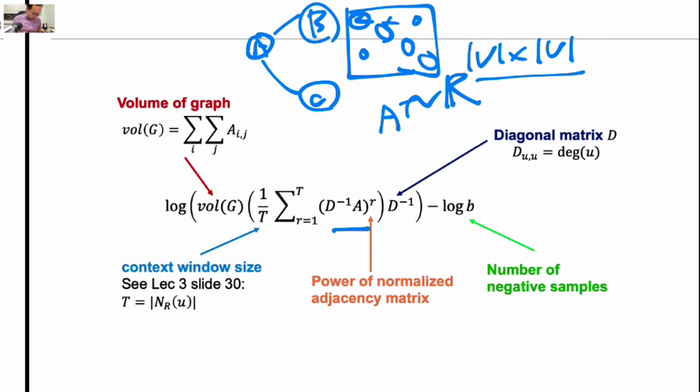And T is the window size, right? The window size is coming from the random walk, right? To consider the context for encoding the target node, we set a specific window size as a parameter. It depends on the neighbor size. So it is a predefined parameter. And we sum up and normalize by T.